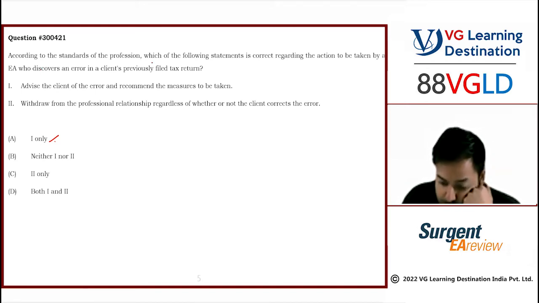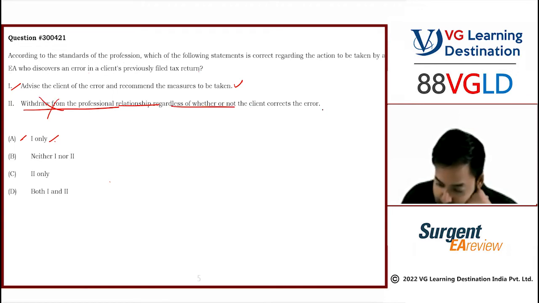According to the standards of the profession, everyone's saying A. According to the standards of professional practice, which of the following is correct regarding the actions to be taken by the EA who discovered an error in the client's previously filed return? Advise the client of the error and recommend the measures. That's correct. Withdraw from the relationship? No. Regardless of this, that's incorrect. So yes, A is the answer. Only one is correct.